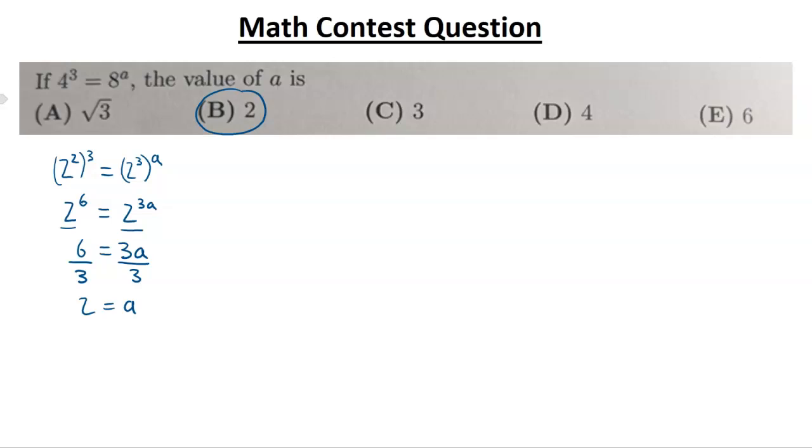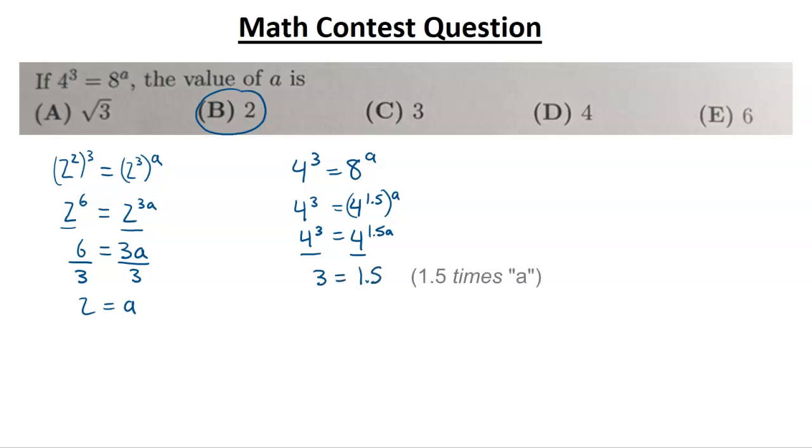Now, if you had tried to tackle it the other way, if you try to tackle it in terms of base 4, what would have happened? Well, you would have said 8 is actually 4 to the power of 1.5. And so 4 to the power of 1.5, to the power of a, equals 4 to the power of 3. Again, we can apply the power rule of exponents. So this gives me 4 to the power of 1.5a, equals 4 to the power of 3. Now that I have the same base, the exponents must be equal. So 3 is equal to 1.5a. Divide by 1.5, and we get a is equal to 2.